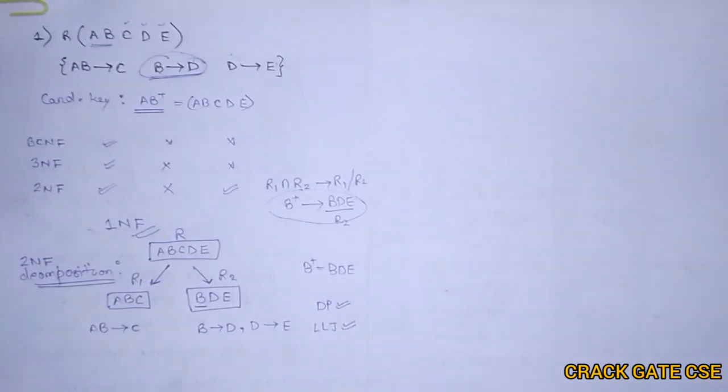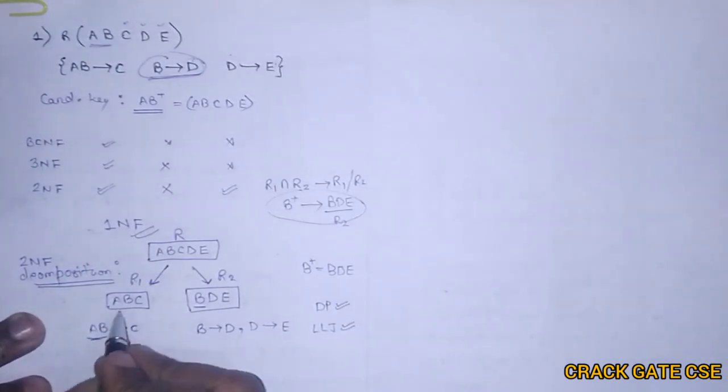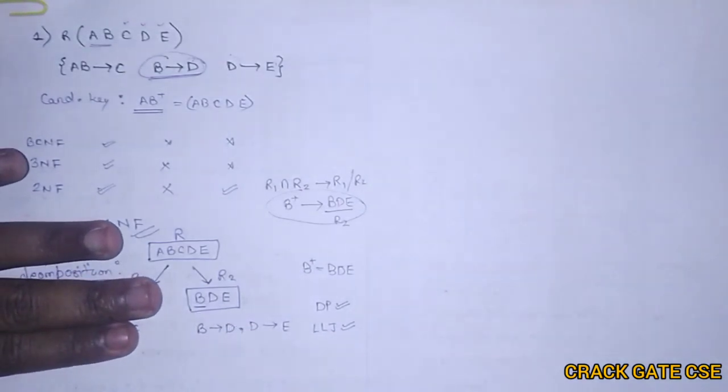Now check whether this particular relation is in 2NF or not. See, this particular table or schema is in 2NF because AB is a key for the particular R1 relation, and it is not violating any case. Now this is a separate relation, so check for this particular relation.